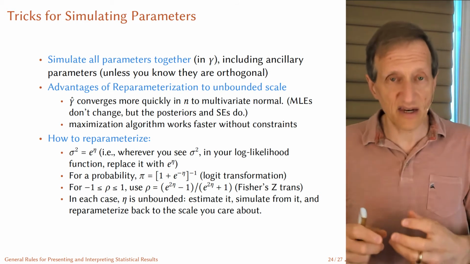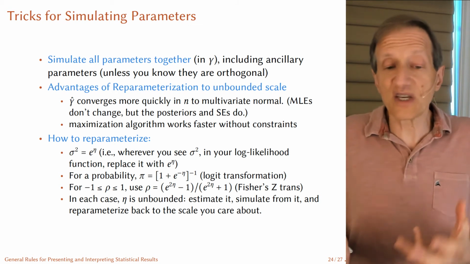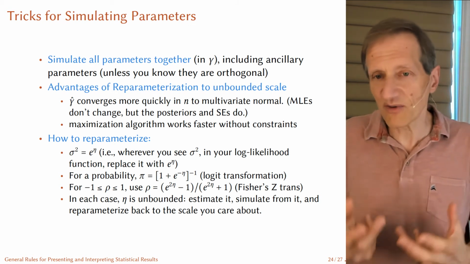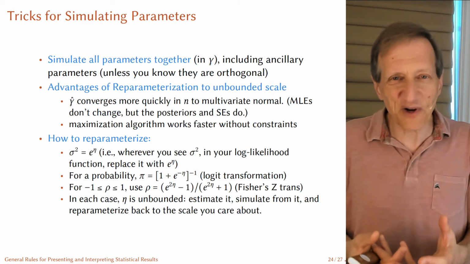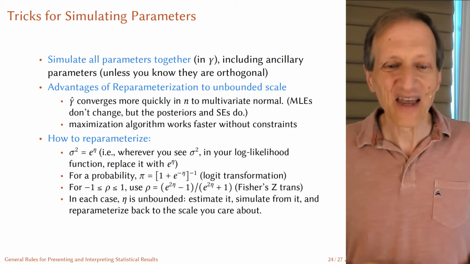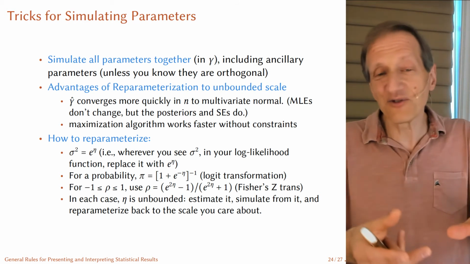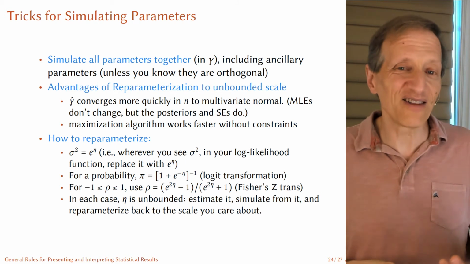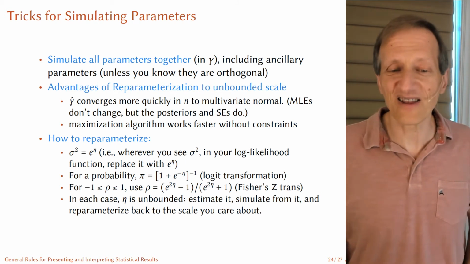So the assumption is that eta is multivariate normal, which, as you can see, is a better assumption than, for example, sigma squared being multivariate normal, because multivariate normal is unbounded. It doesn't make sense to say that sigma squared is multivariate normal when it can't ever be below 0, but the multivariate normal can, obviously. And then when you're done, after you've simulated it, you just run it back through this function, unreparameterize it back to the scale that you care about, and is in your log likelihood function.